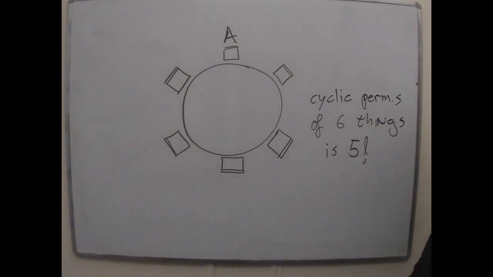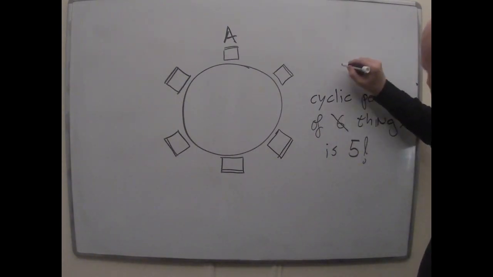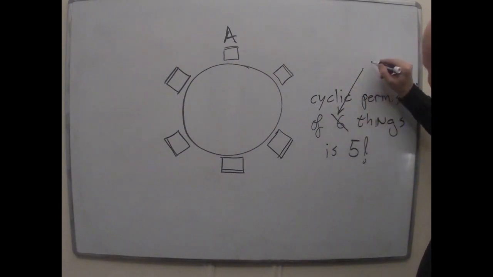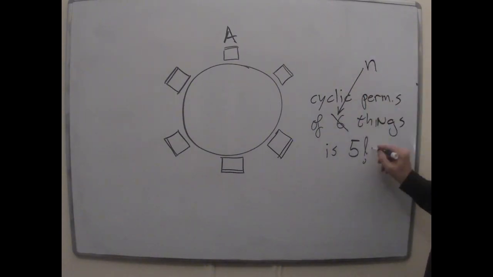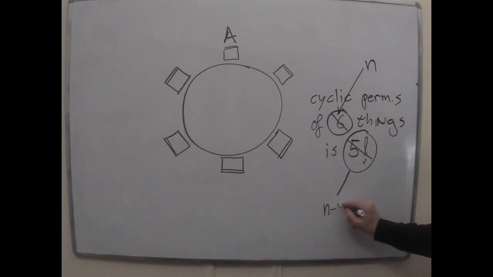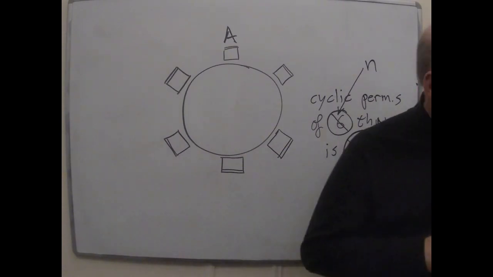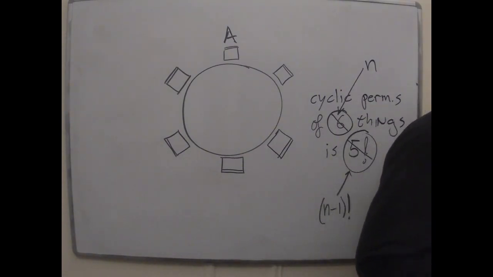And if you feel like generalizing this, it's really easy to do. If there were n things, turn that 6 into an n, then instead of 5 factorial, we would have n minus 1 factorial. Okay, so that's the tail of 9.2 that I forgot about.